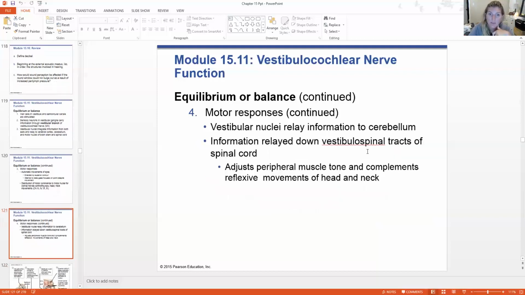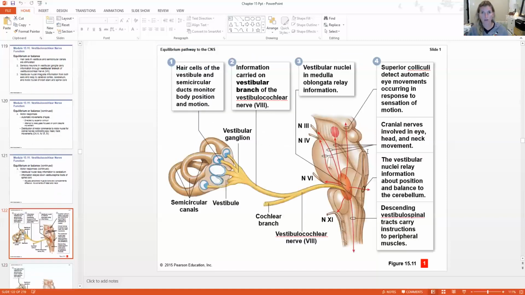Our motor responses include the vestibular nuclei relaying information to the cerebellum. Again, that's all of our coordinated efforts, right? Information can then be relayed through the vestibular spinal tracts of the spinal cord, adjusting peripheral muscle tone, and complements any of the reflexive movements that our head and neck may be doing in response to equilibrium and balance, like catching ourselves or making sure that we pick up our feet a little bit more if we see a log or something like that.